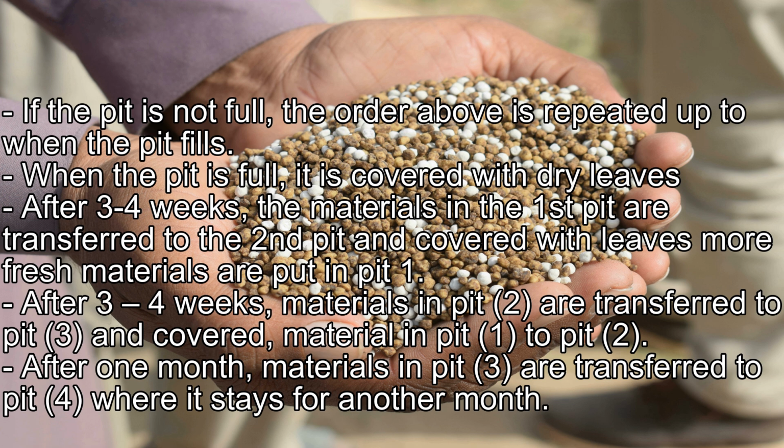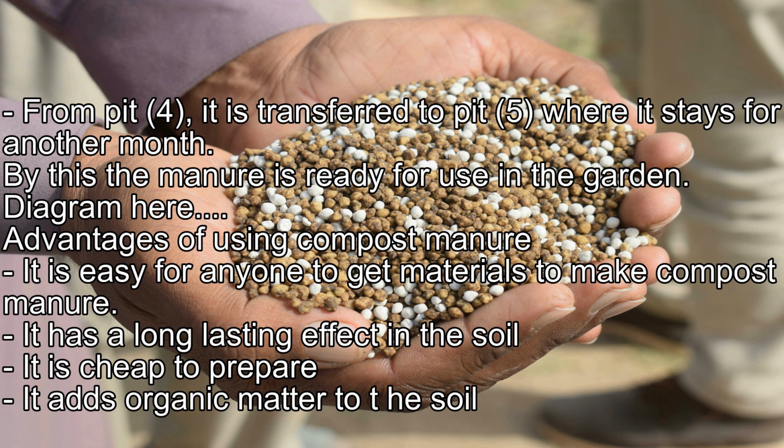After 3-4 weeks, the materials in the first pit are transferred to the second pit and covered with more leaves. Fresh materials are put in pit 1. After 3-4 weeks, materials in pit 2 are transferred to pit 3, and material in pit 1 to pit 2. After 1 month, materials in pit 3 are transferred to pit 4 where they stay for another month. From pit 4, it is transferred to pit 5 where it stays for another month. By this time the manure is ready for use in the garden.